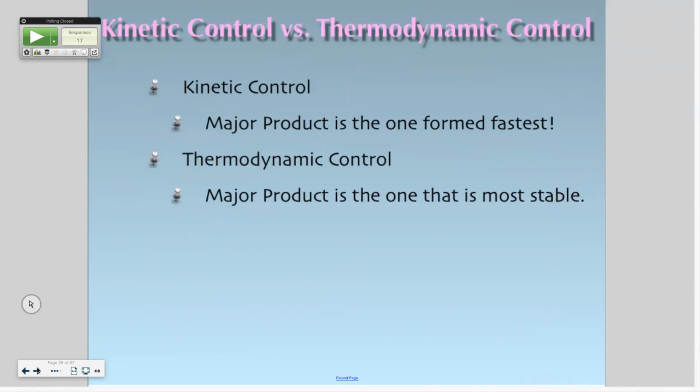Kinetic control, the major product is the one formed fastest. Thermodynamic control, the major product is the one that is the most stable. Remember, it can be the same one. It depends on your structure. It depends on the structures of the compound.